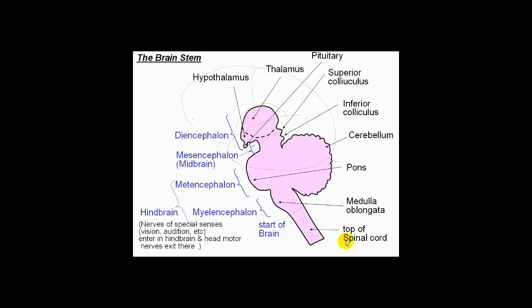And we'll be talking about some of these specific parts and what they do, but not others. The nerves of eyes, ears, and so forth enter the hindbrain, and the motor nerves for the head, which control the nose, the blinking of the eyes, and so on, exit from the hindbrain, from various places along this region.